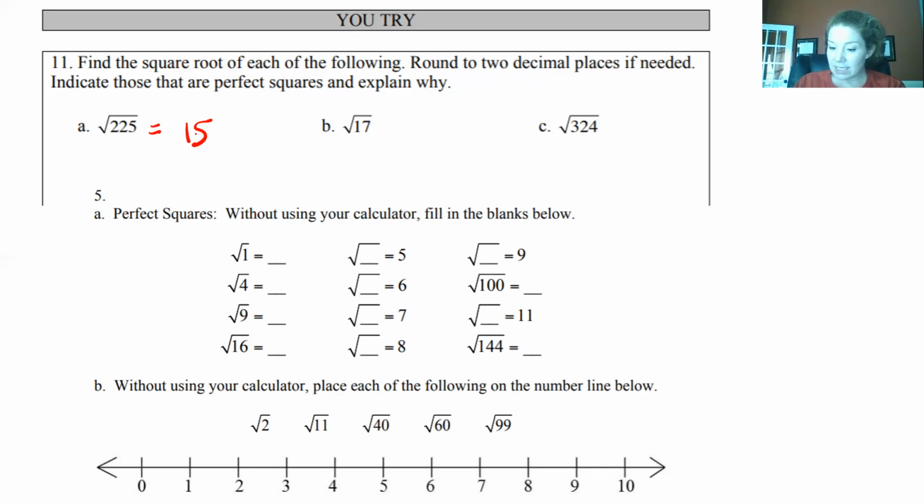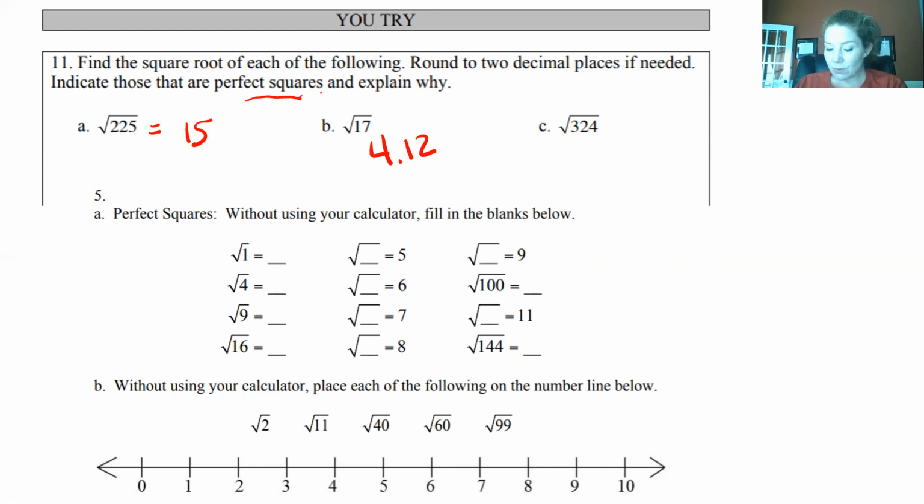Square root of 17 is about 4.12. It's not a perfect square. It's not a perfect square because 4.12 times 4.12 is not exactly 17. It's close, but it's not exactly. That's why it's not a perfect square.